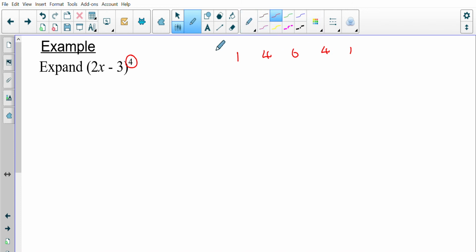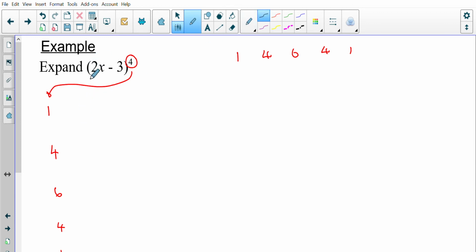Change to the red pen, writing down the side of the page. So I've got 1, 4, leave a bit of a gap between, 6, 4, 1. Okay, so that comes from my power of 4 is my 4th row of Pascal's triangle.